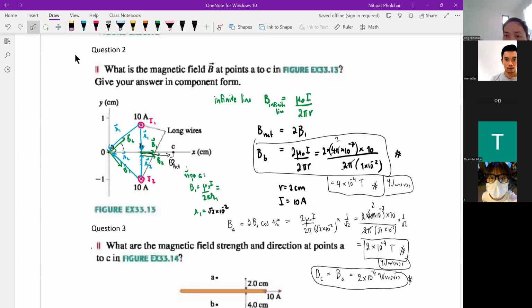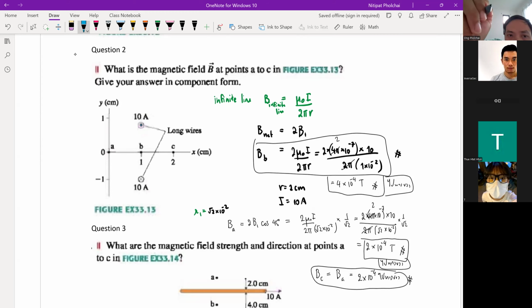So maybe we can move on to question number 2. Let's say I'm going to start over again, everything. So the question goes like this. You have a line current at this position, 10 ampere out of the page. And you have another line current, 10 ampere into the page, at the lower position. Now we want to know the magnetic field at points A, B, and C.